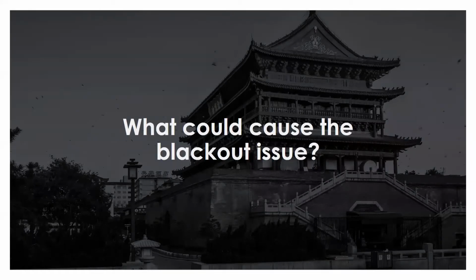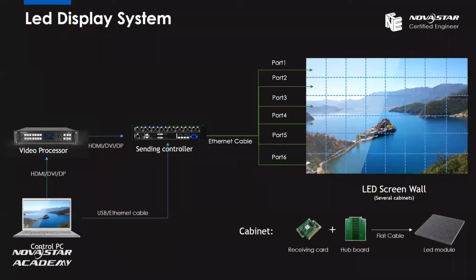So if you want to locate the possible reasons, first, we need to take a look at the basic structure of the LED control system. In the first course, I showed you the basic structure of our LED control system. Let's review it. Here we can see the control computer is connected to the sending controller by the USB cable or the Ethernet cable. And at the same time, the control computer needs to provide the video source to the sending controller.